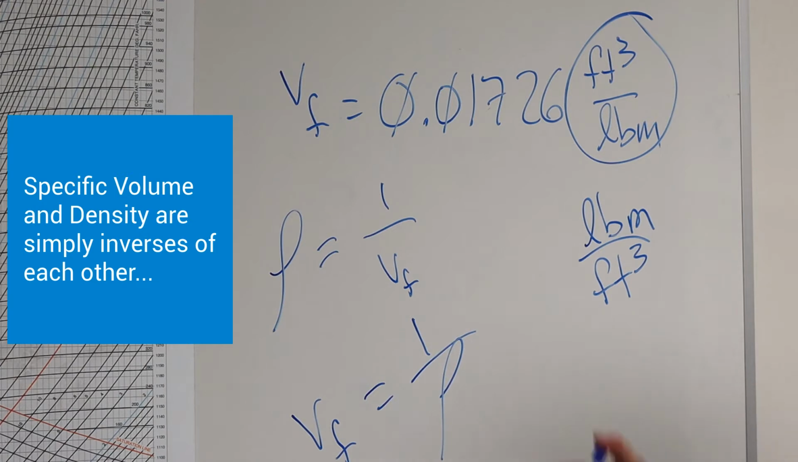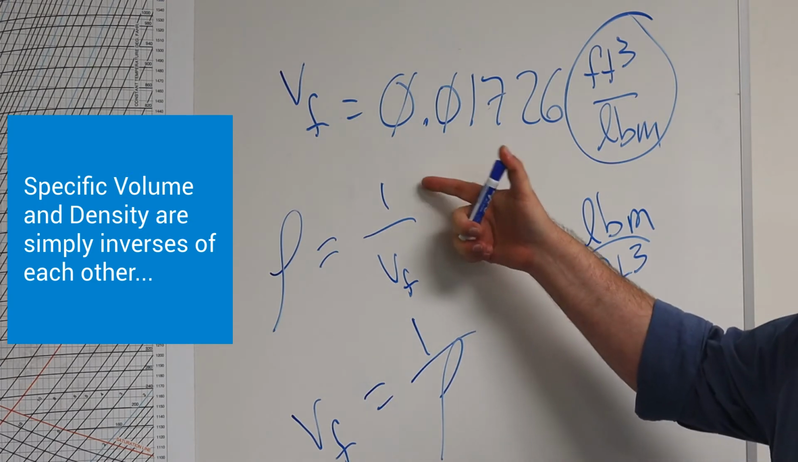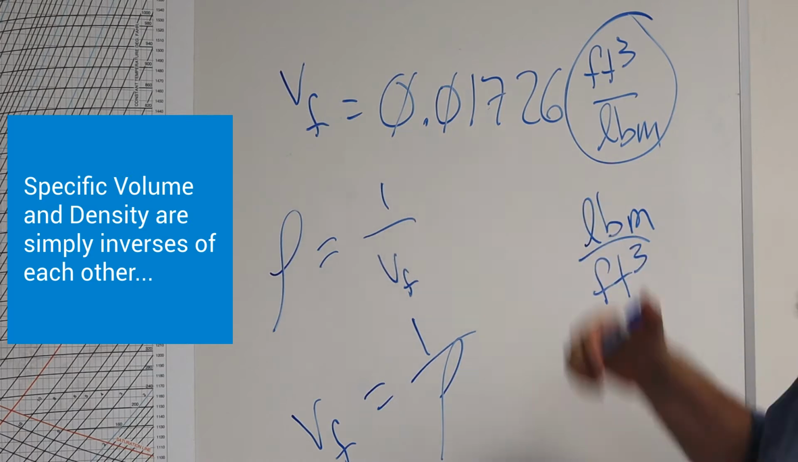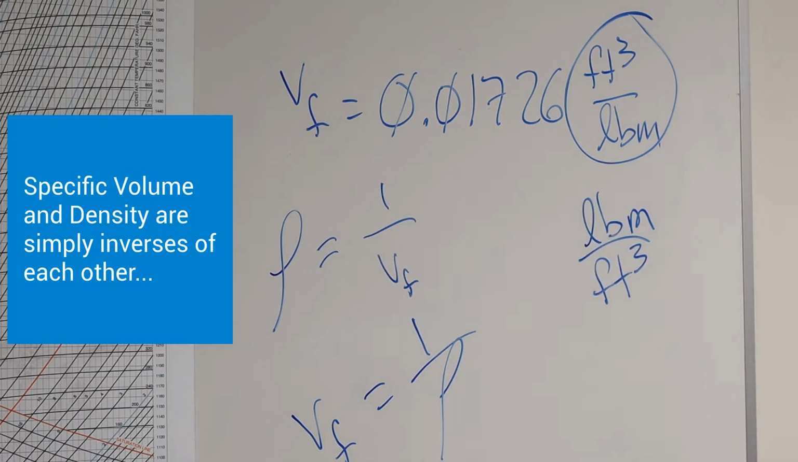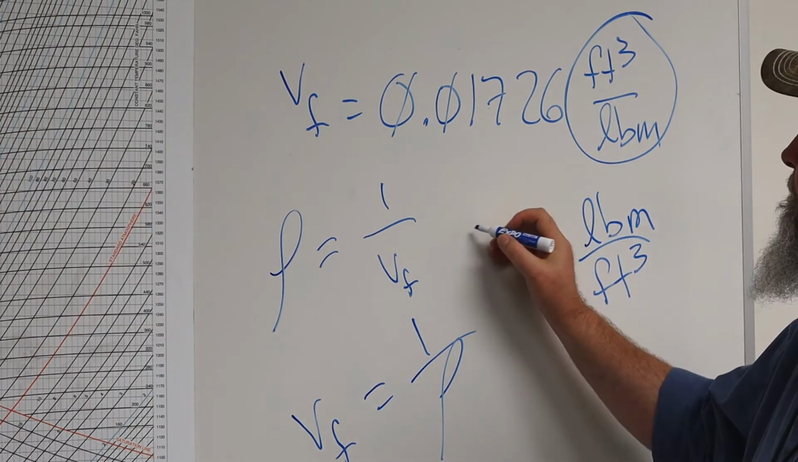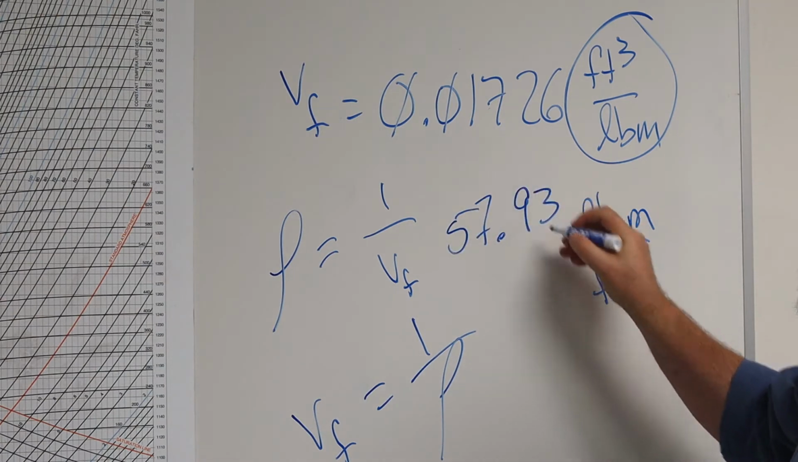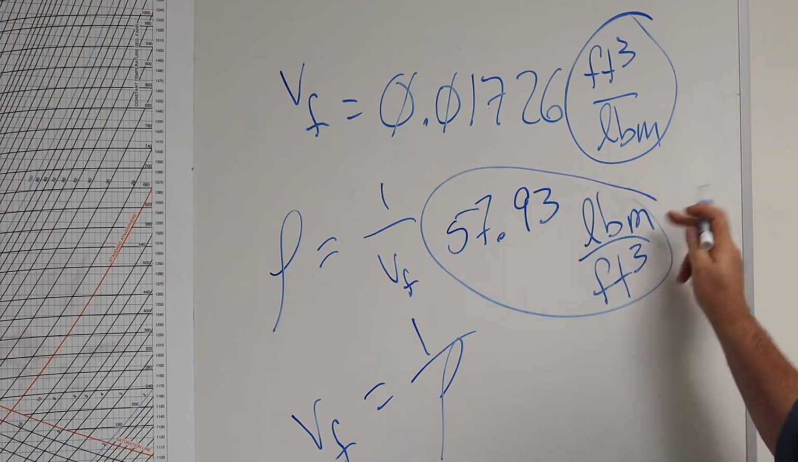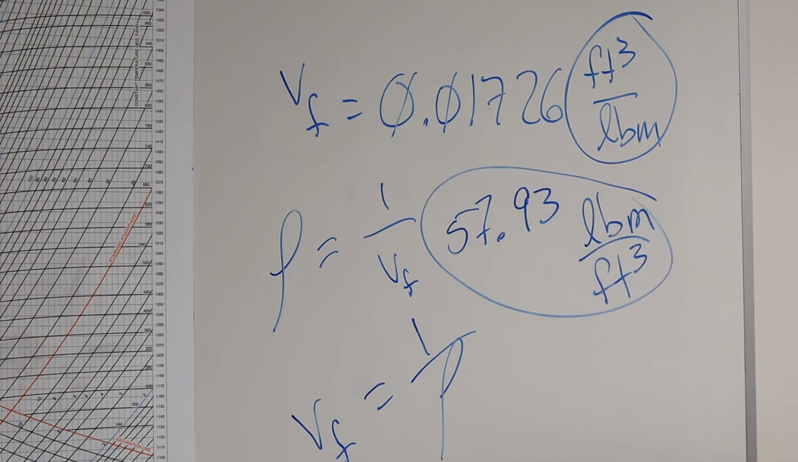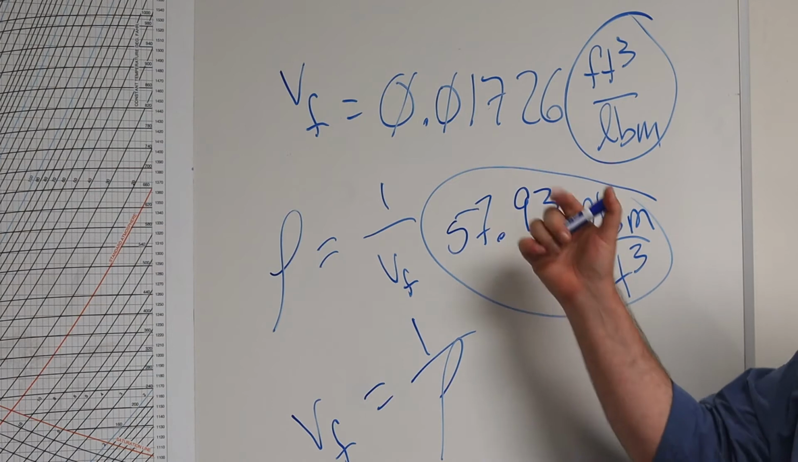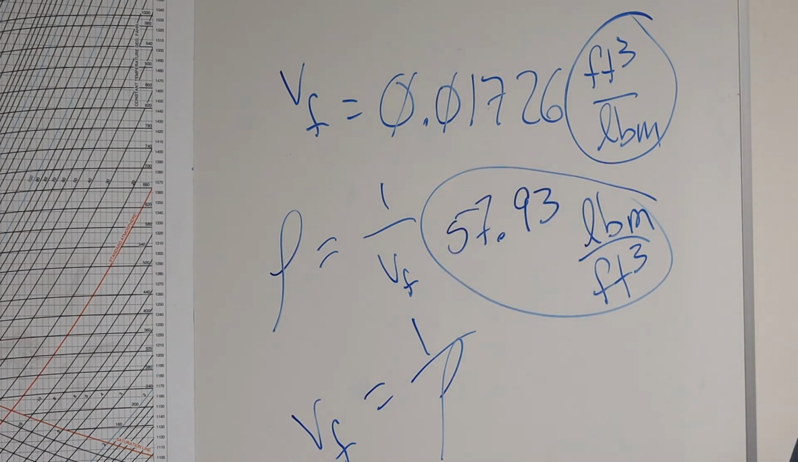So all we do is divide 1 by the 0.01726. You should end up with 57.93 pounds mass per cubic foot. That's the density of a saturated liquid at 280 degrees Fahrenheit.